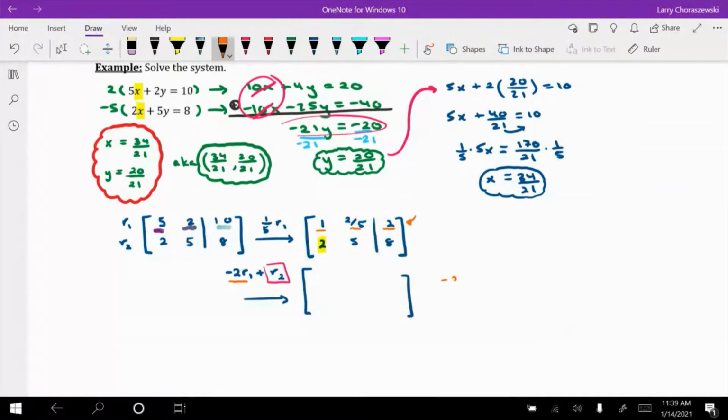When we do so, the first number is going to be -2, the second number would be -4/5, and the third number would be -4. And we're going to add that to the entries of row 2, which are currently 2, 5, and 8. And we're going to add down in column format. -2 plus 2 gives us 0. -4/5 plus 5 will give us 21/5. And then -4 plus 8 will give us 4. So these three numbers are going to be the new entries for row 2.